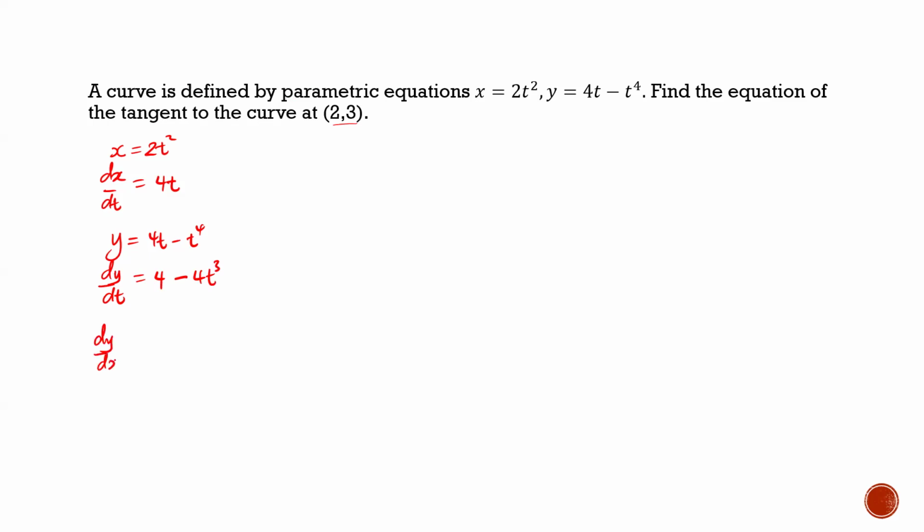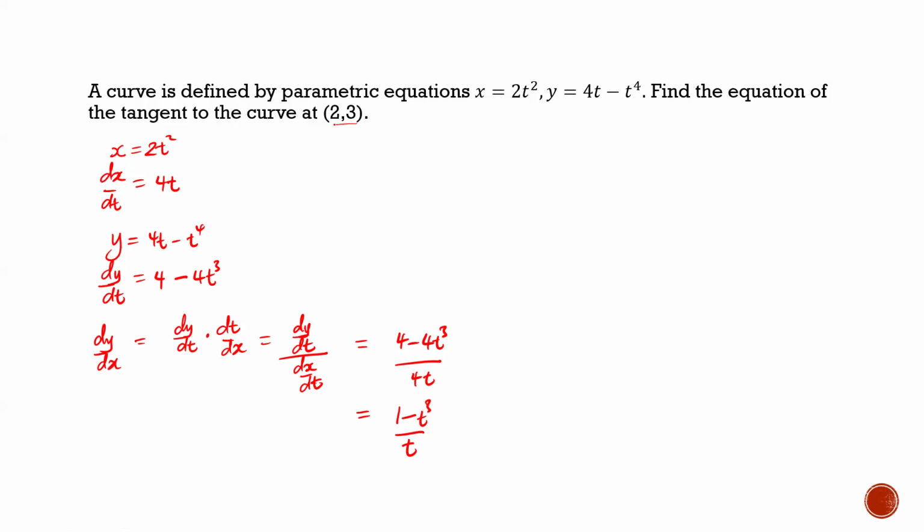We know that dy/dx is dy/dt from the chain rule multiplied by dt/dx. But we know that dt/dx is just 1 over dx/dt. So we could similarly write something like this. Now dy/dt is 4 minus 4t cubed, and dx/dt is 4t. So this could reduce to (1 minus t cubed) over t. Now, this is dy/dx, the gradient of the tangent to the curve at any point.